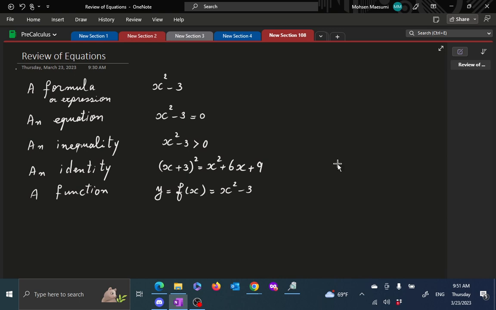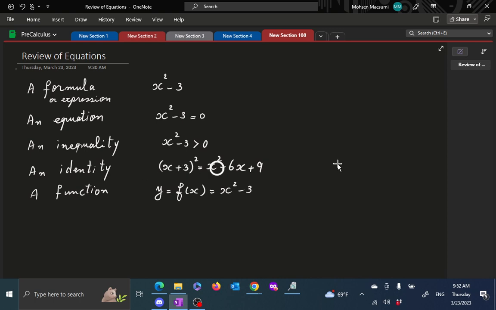An equation is when you compare two entities and look for values of the variable that make it a true statement. So an equation reads like something equals something else. An inequality is a comparison in which you say that a quantity is more than something else, or more than or equal to something else. That is when you're dealing with an inequality.